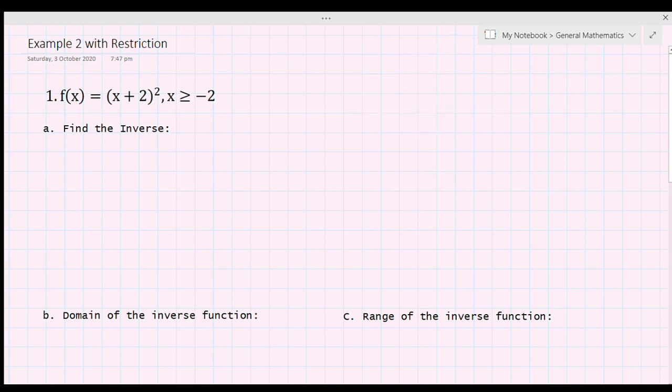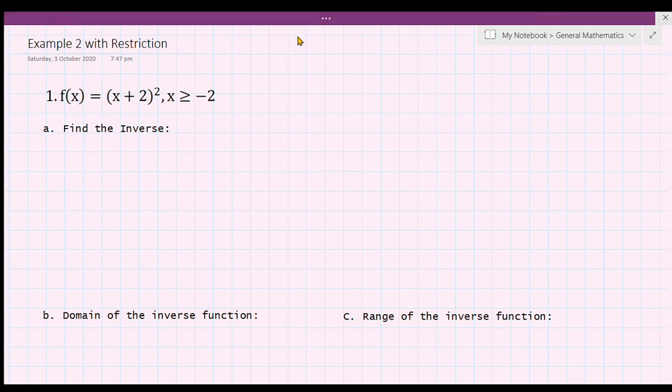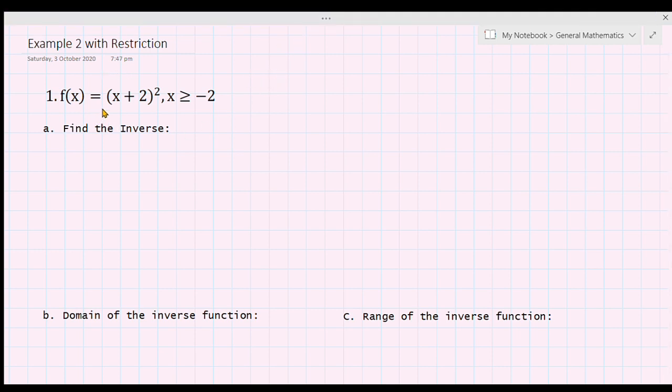Okay, the first thing that we need to do is to find the inverse of the function. In finding the inverse, the first step is by letting f of x be equal to y. That is the very first step that we need to consider. We have to change f of x into y, and then also copy the quantity x plus 2 raised to 2, and we have this restriction x is greater than or equal to negative 2. Wag natin kalimutan yun.